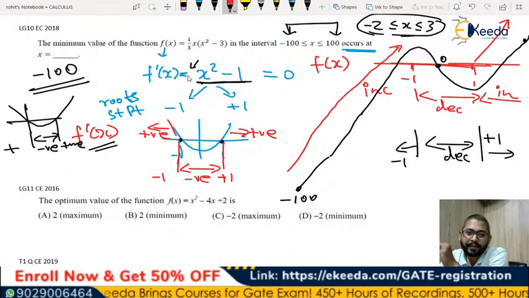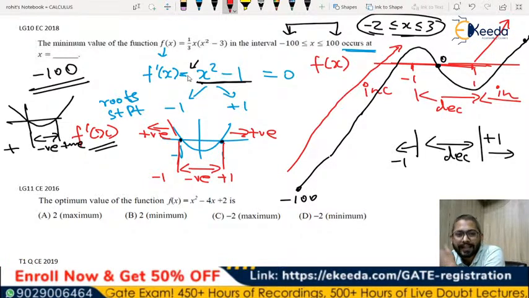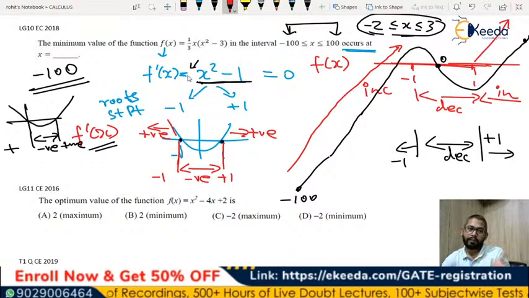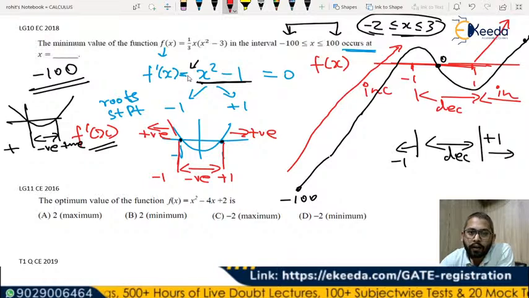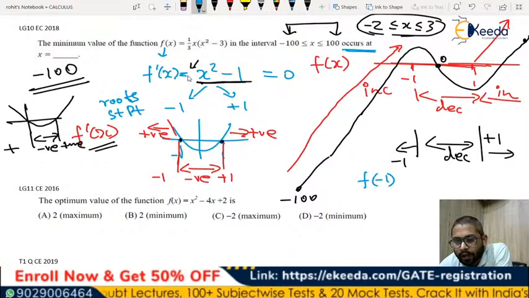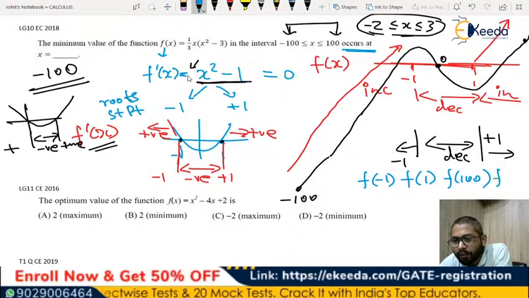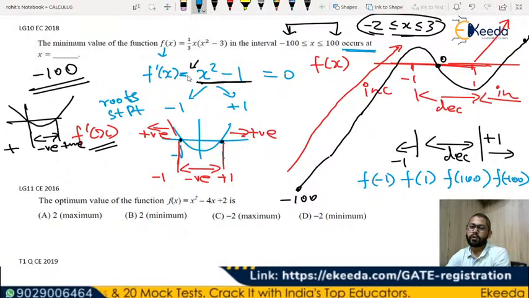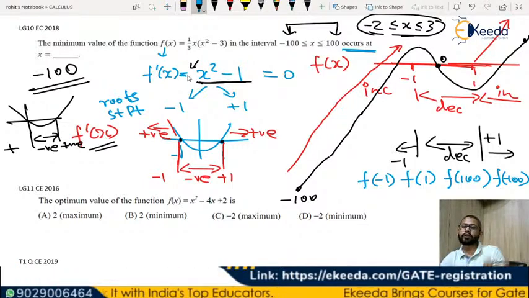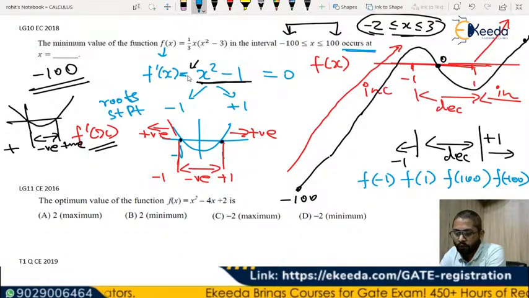Getting my point? Otherwise, conventionally what you could have done is go for the first derivative, then the second derivative. The second derivative would have given you the values, or if they want the minimum values, you can find them. Otherwise, you could have checked the values at f of minus 1, f of 1, f of 100, and f of minus 100. You find the values at these 4 points and you can clearly see which is going to be minimum and which is going to be maximum, because it is a polynomial equation, so it won't have singularity.